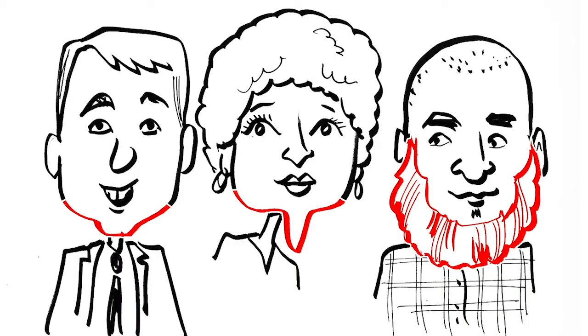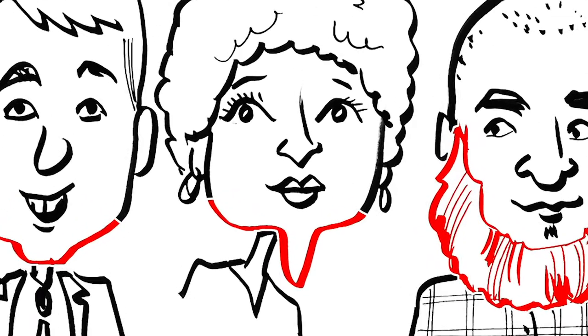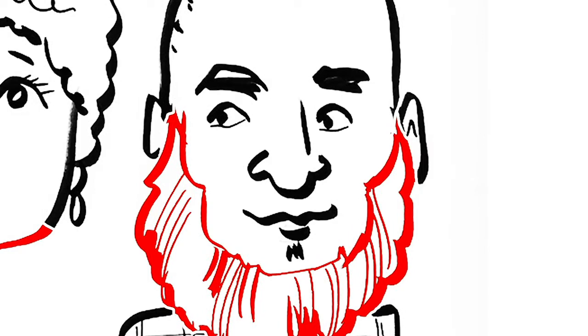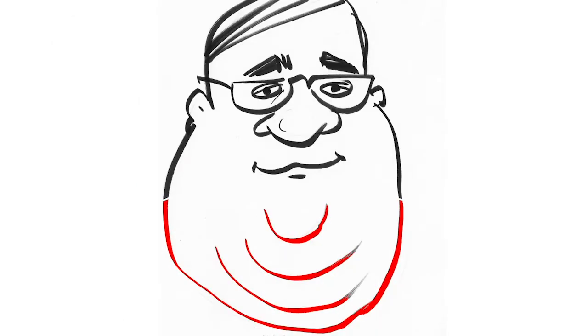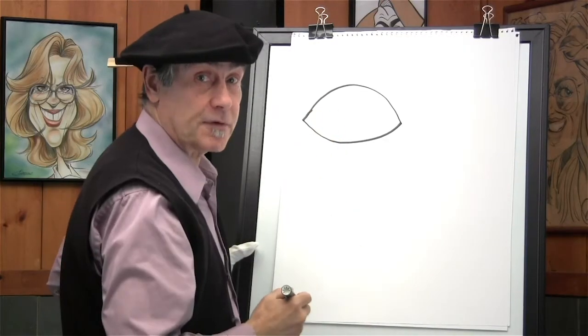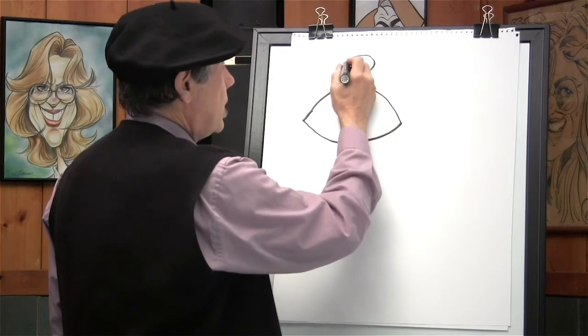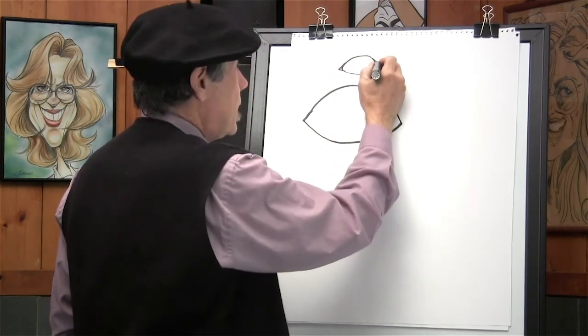Some chins are normal, some are weird. Some pointy as can be. Some folks' chin is covered in beard. And some have two or three. Each of the features has its own distinctive shape. The eye is shaped like a football. Or you could think of it as an oval with pointy ends.